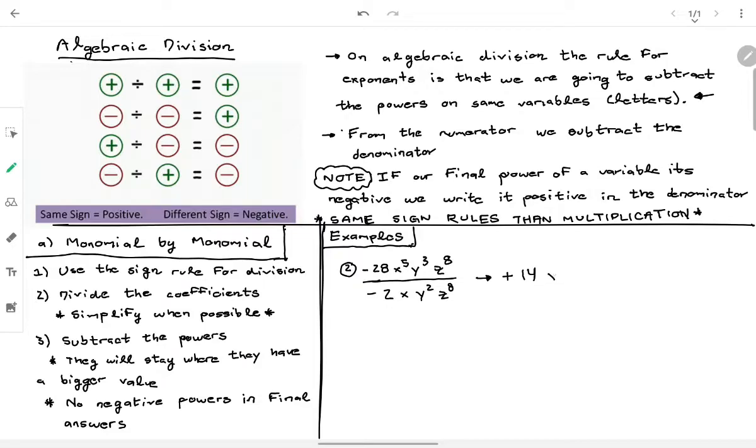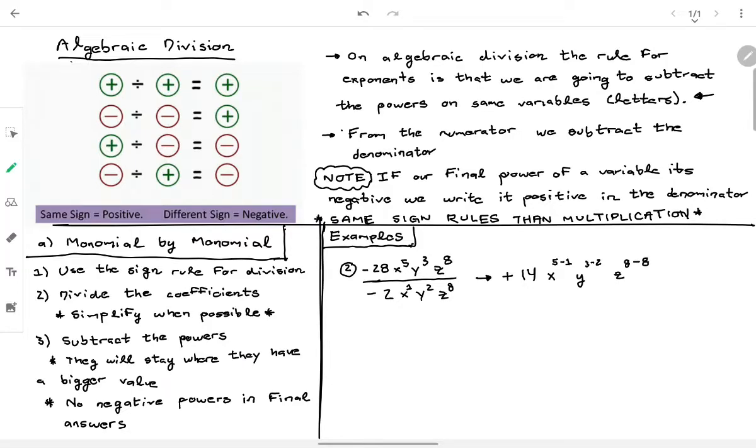Then the letters, it will be x, y, and z. In this case, we remember the rule. It says to us we need to subtract from the numerator the denominator. In this case for x we have a number 1 that is not written. Then in the second one it's going to be 3 minus 2, and in z it will be 8 minus 8.